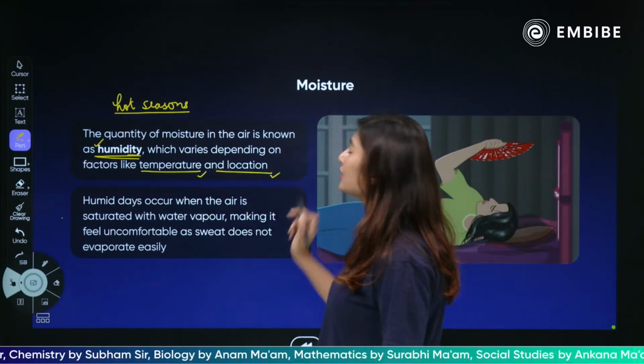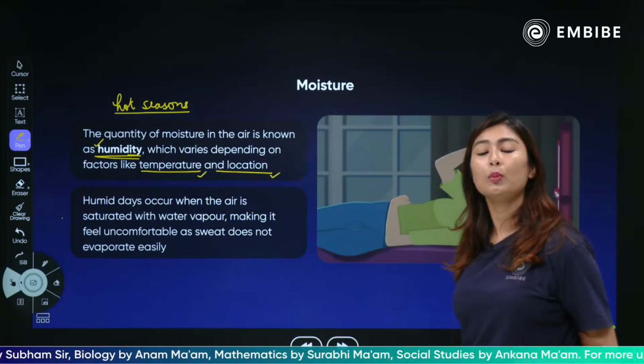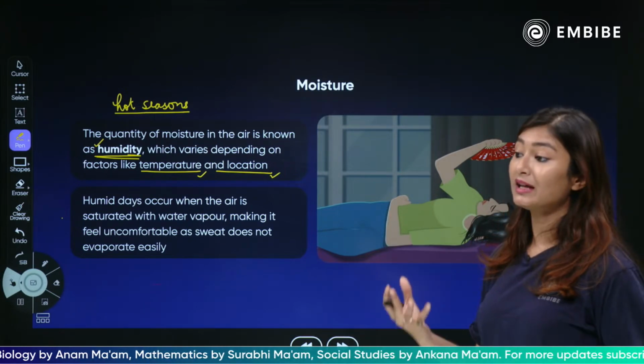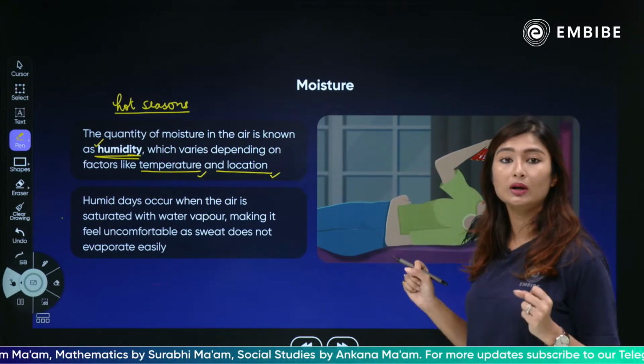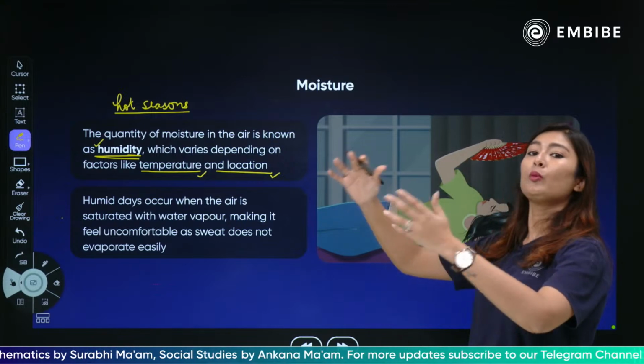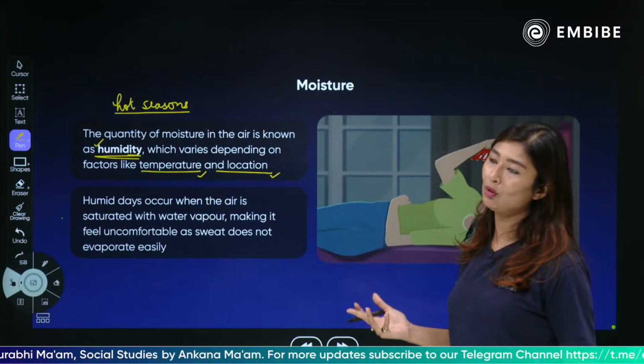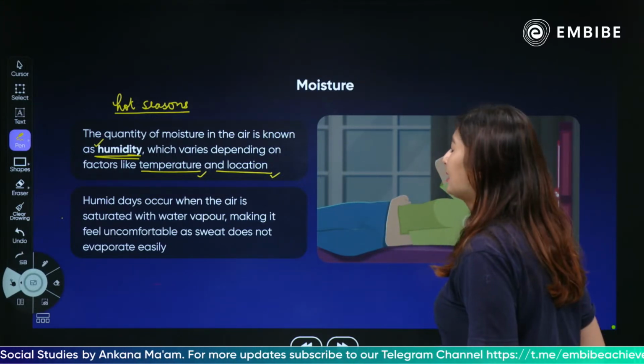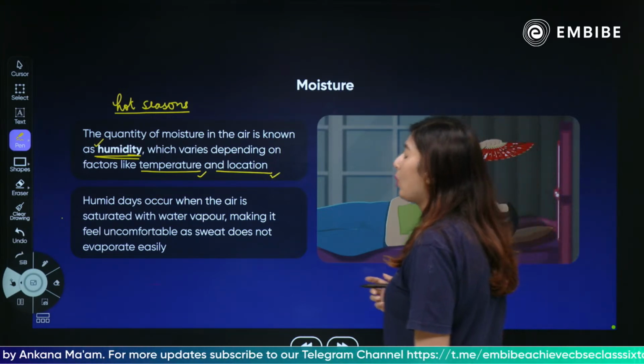टेम्परेचर पे डिपेंड करता है, लोकेशन पे भी. When it is closer to a water body, कोई वाटर बॉडी पास में है तो ज्यादा इवेपोरेशन होगा, ज्यादा वाटर वेपर प्रेजेंट होगा. अगर वही पहाड़ों में है, दूर दूर तक पानी नहीं है, तो कम होगा. ठीक है. Humid days occur when the air is saturated with water vapor.